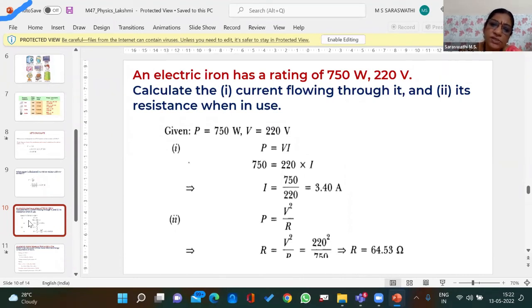Power is equal to 750 watts. Voltage is 220 volts. So P is equal to VI, I is equal to P by V. That is what is done here. So it will be 750 by 220, which gives you 3.4 amps. And for its resistance, P is equal to V squared by R, so R is equal to V squared by P. So it will be 220 into 220 by 750. That will give you this many ohms as the resistance.